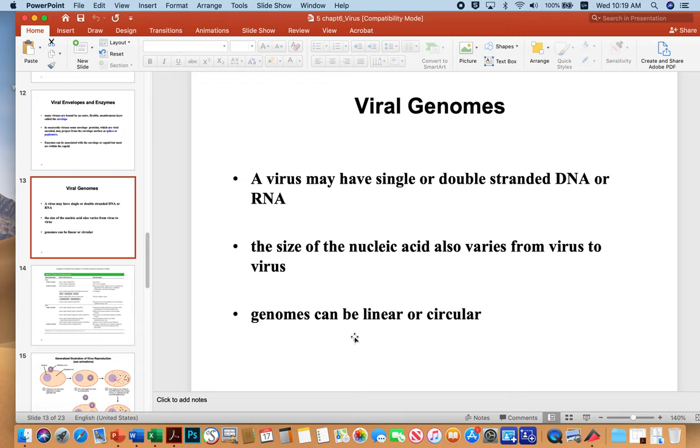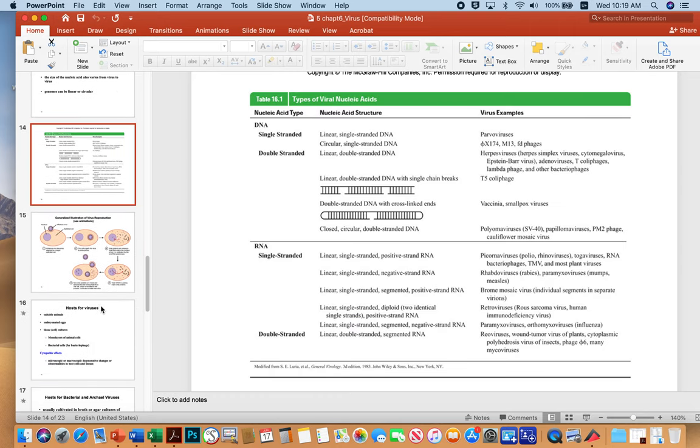And the genomes can be in different configurations. They can be linear or circular. And so that's sort of highlighted in this table. So DNA viruses that are single-stranded, they can have linear single-stranded DNA or circular single-stranded DNA. And here's some examples of that. Parvoviruses often, they can cause infections in puppies and things, and so they're also human parvoviruses, but they can also be double-stranded.